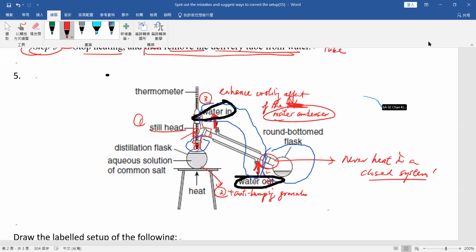I changed this one to a what? It may be a delivery tube adapter, but there is no need to have a round bottom flask. You can simply change it to a conical flask, or we have an adapter with a vent. It's also okay. So many possible answers. Point number 4.